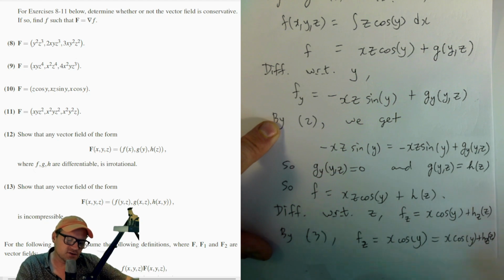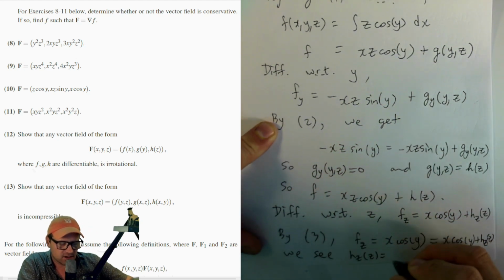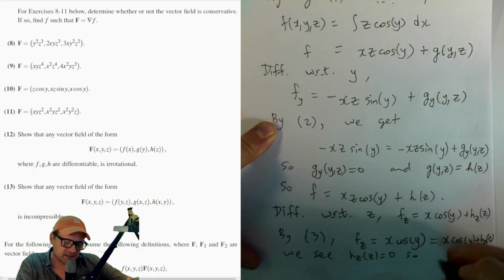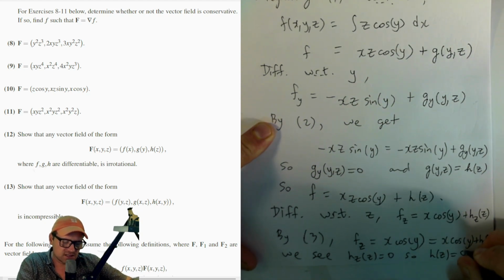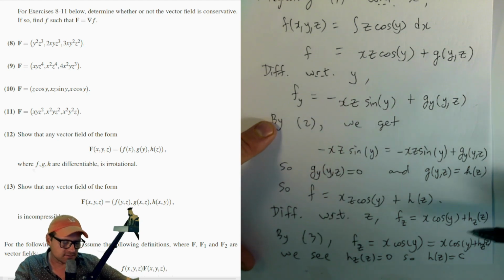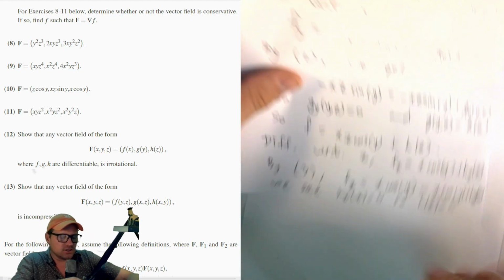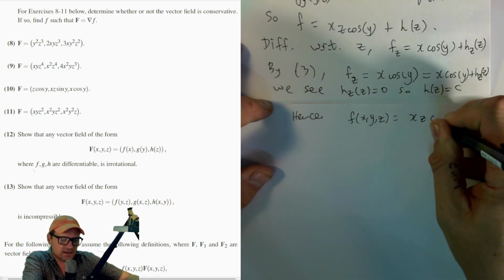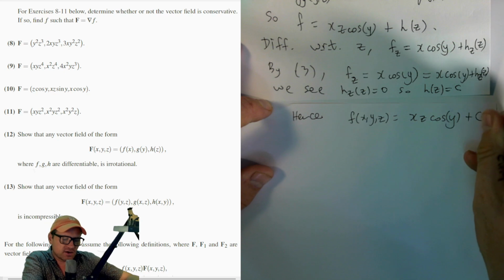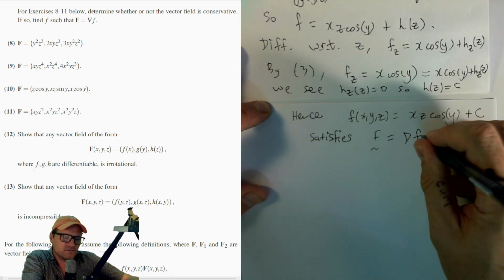And so since these two match, we see h subscript z of z is 0, and so integrating that with respect to z partially gives h of z has to be just a constant, which then tells us what lowercase f is. Okay, so our conclusion here is that this function is x z cos of y plus a constant, and it satisfies the vector field F is grad of lowercase f.